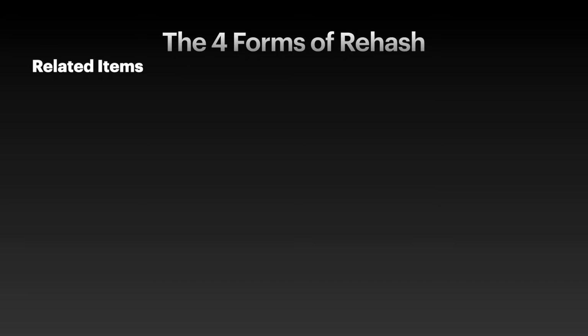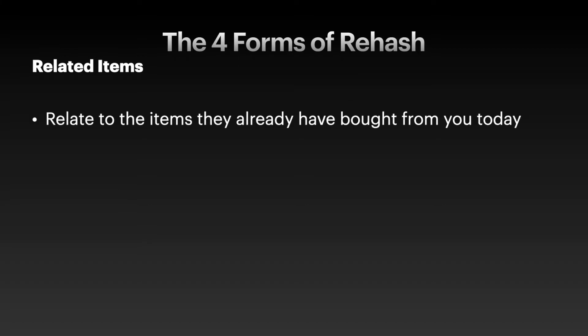Next we have related items. Related items is probably the most simple of all of these. All you're doing is relating to the item they've already bought from you today. For example, if you've already sold them a toner, it's easy to relate that to a drum, and it's easy to relate that to paper. In fact, any of these 3 items should always be pitched together.